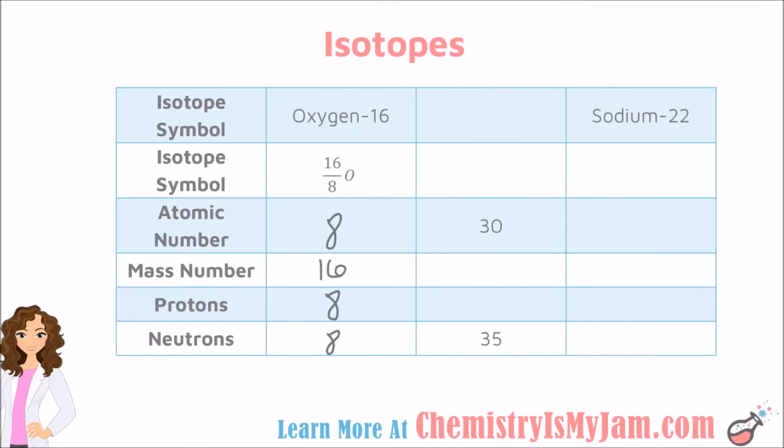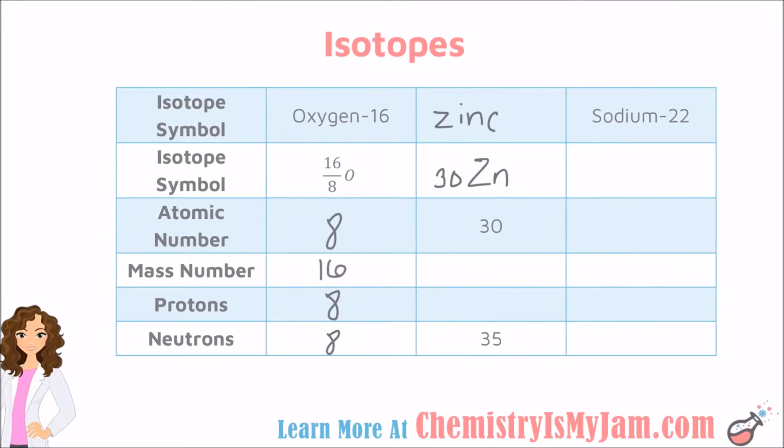The second example gives me the atomic number and the number of protons. So I can look at the periodic table and find element 30 and determine that that is zinc. So we know that we are dealing with an isotope of zinc. That goes in both of the isotope symbols. We also know that the atomic number is 30, so I can go ahead and fill that in here.